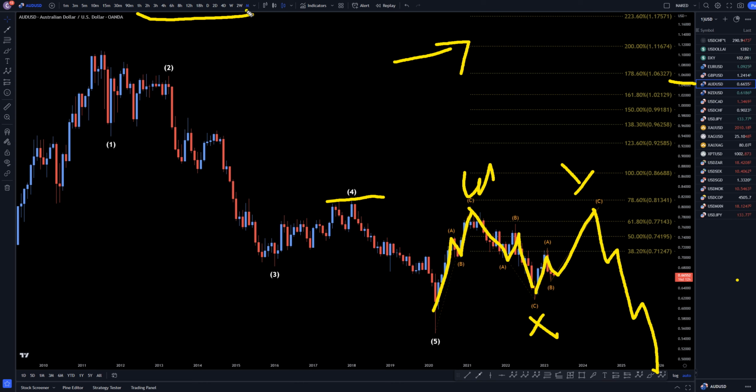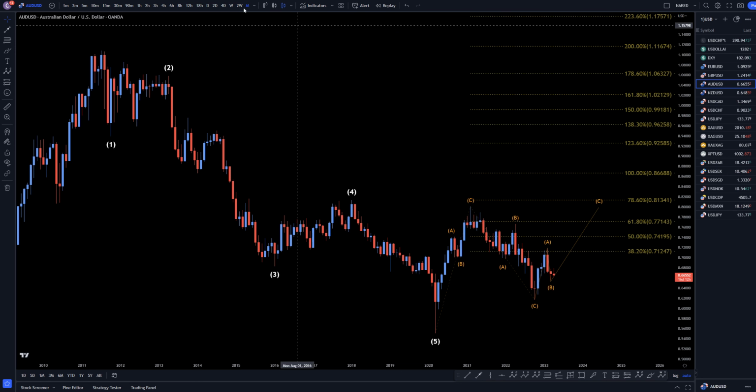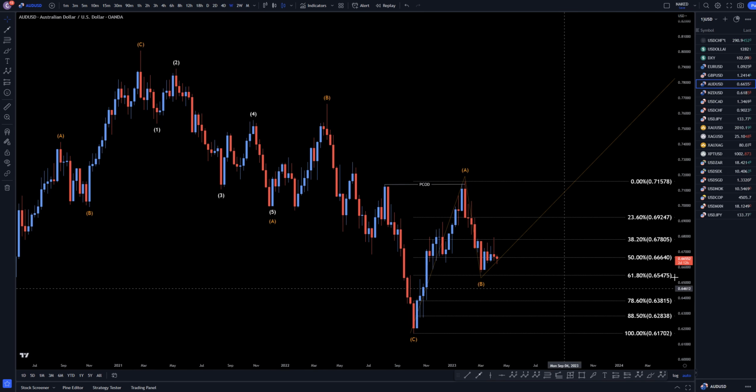But we are talking about the monthly time frame, so that's going to take a very, very long time to play out. So let's head down to the weekly time frame. Weekly time frame is where you can actually start to see the higher highs, higher lows that make this wave up. I still think it's a wave A.